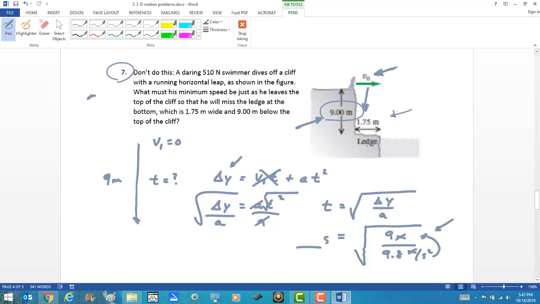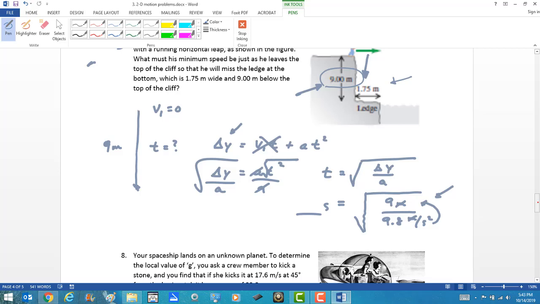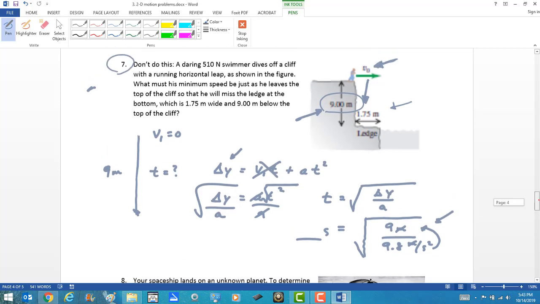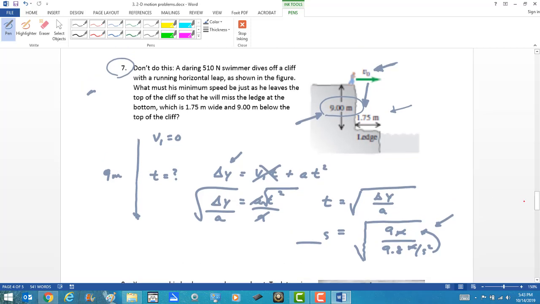So now that we know that, we need to flip the problem sideways and focus on the x-axis now and ignore the y-axis. We know the hang time is a little less than 1 second. So the picture looks like this. We know he has to clear 1.75 meters because that's the size of the ledge, and he has to do it in 0.96 seconds. So we use this equation for velocity, distance over time.